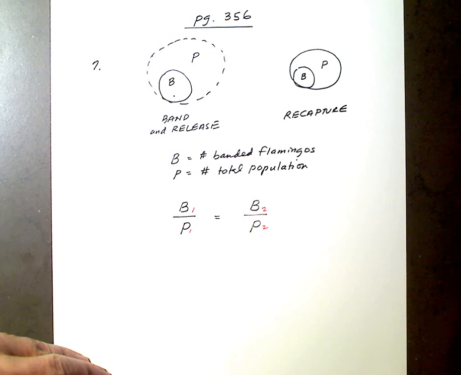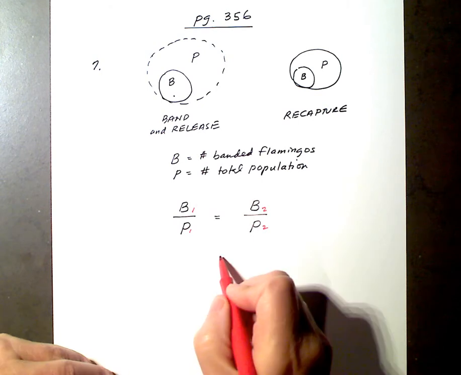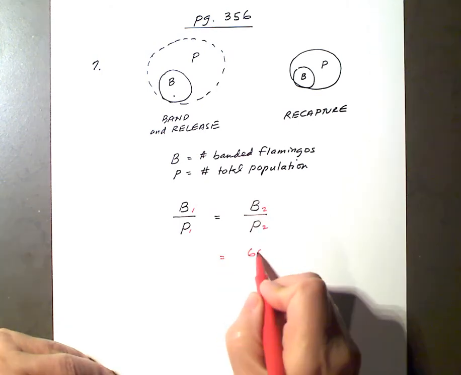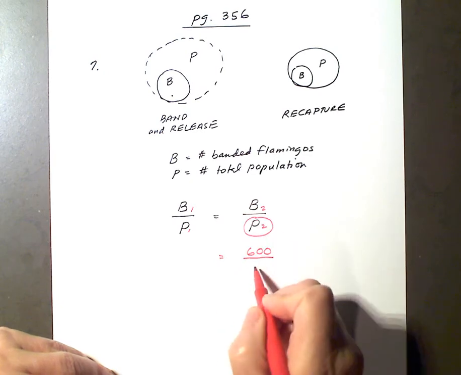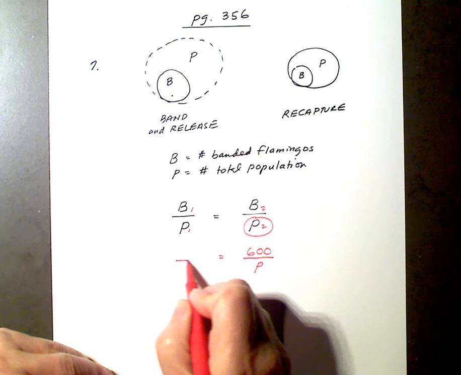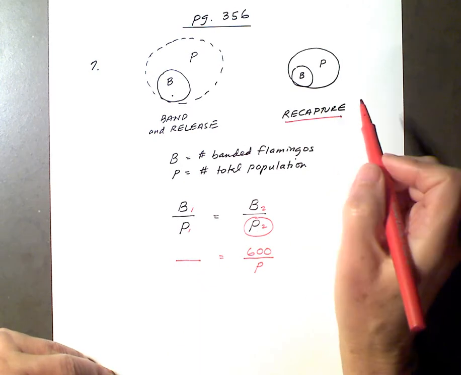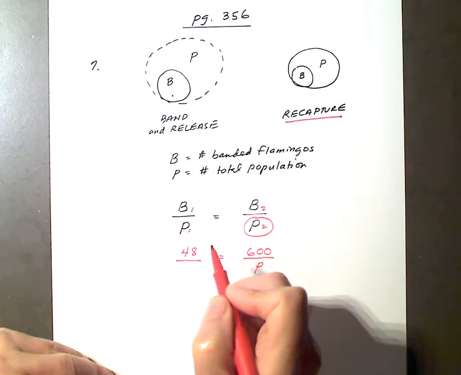So what we know is, in this case, they banded 600 birds. So I'll let this be the number that they banded originally. And what we're trying to estimate, the unknown, is the total population of birds. So in this recapture group right here, they said that they found 48 banded out of the total of 1,000 that they recaptured.